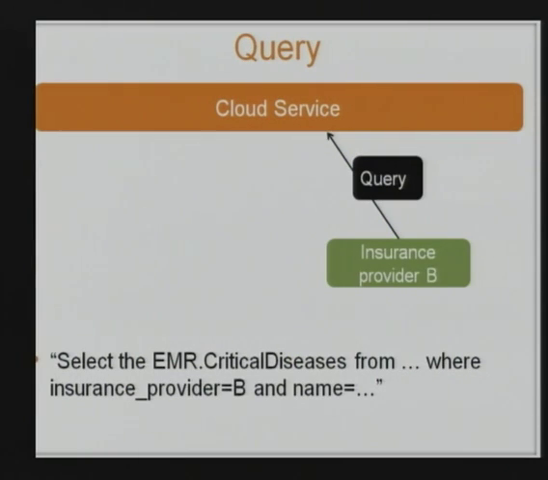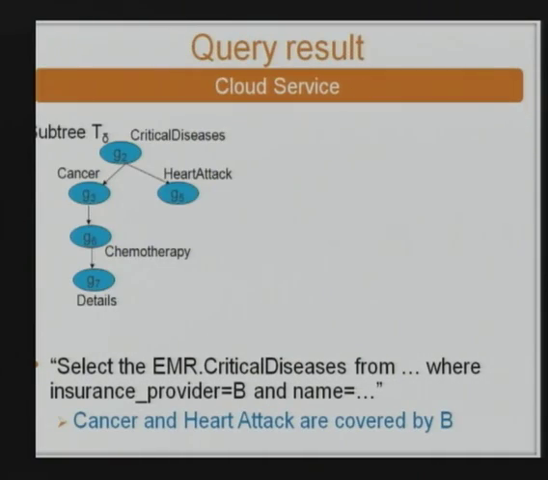If we look at it now, let the user be insurance provider B. The insurance provider is going to say: select all the critical digits where the insurance provider name equals B. And suppose the insurance provider covers only cancer and heart attack. Therefore, the subtree that will be received by the client or the receiver is this one: G2, G3, G6, G7, and G2, G5.